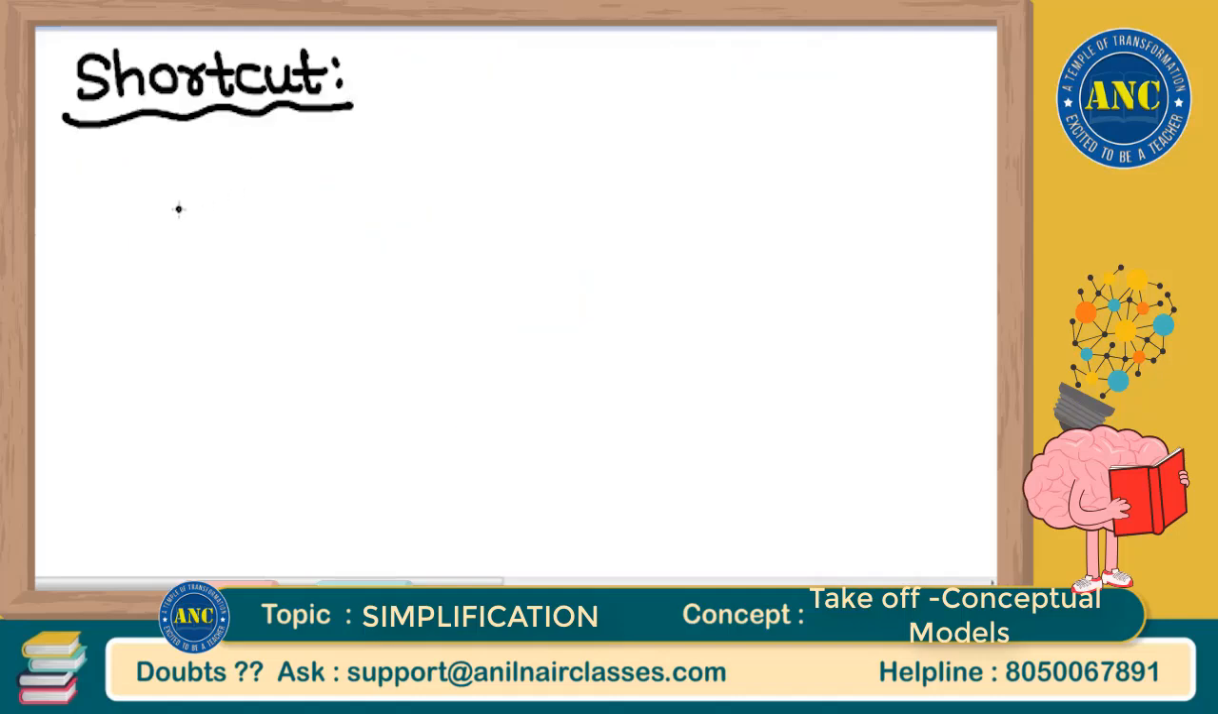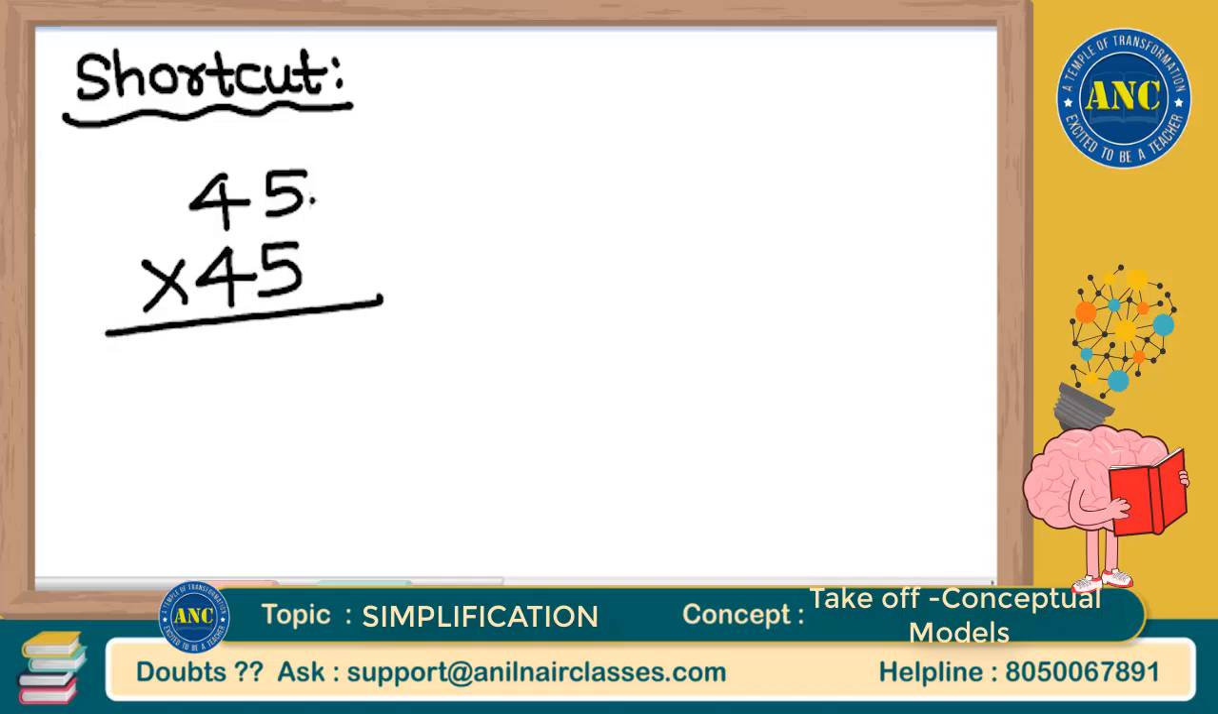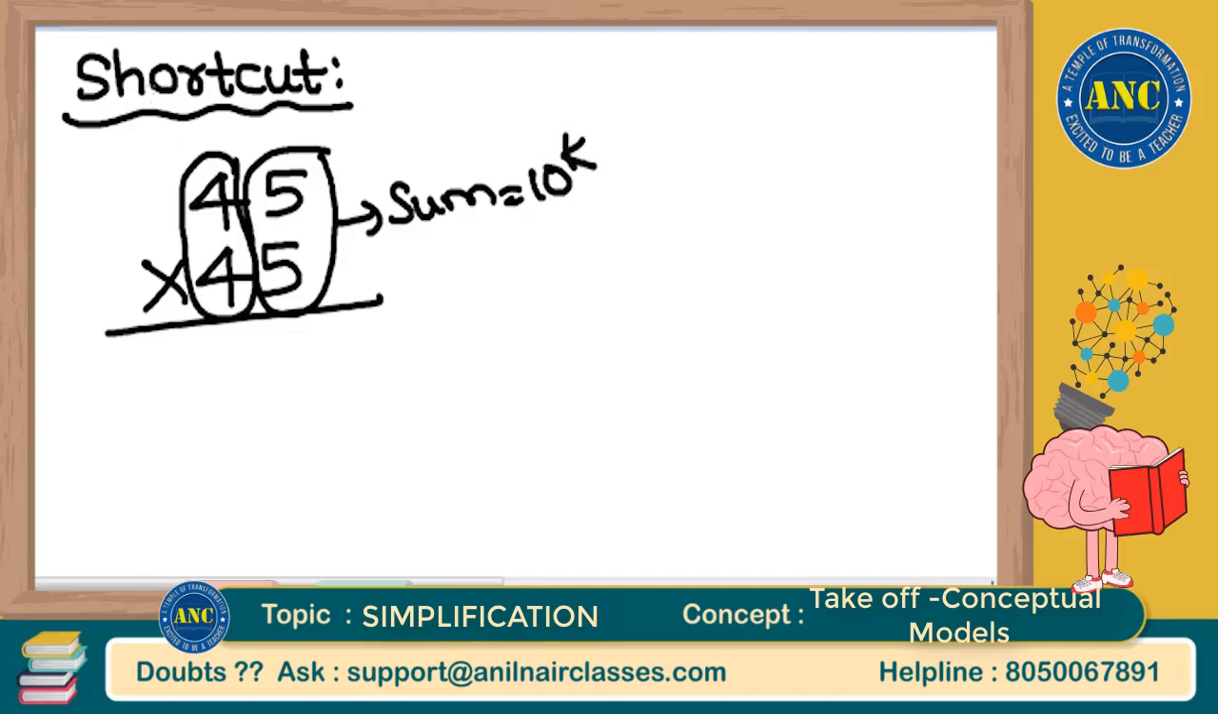What is this shortcut? If you remember, I told you a concept. Suppose for example 45 into 45. This I taught you yesterday. Leftmost digit should be same. Remaining digits sum should be of the form 10 power k. This shortcut says 5 into 5 is 25. You have 4 on the leftmost digit. 4 add 1 to it. It becomes 5. Multiply them. 4 into 5 is how much? 20.